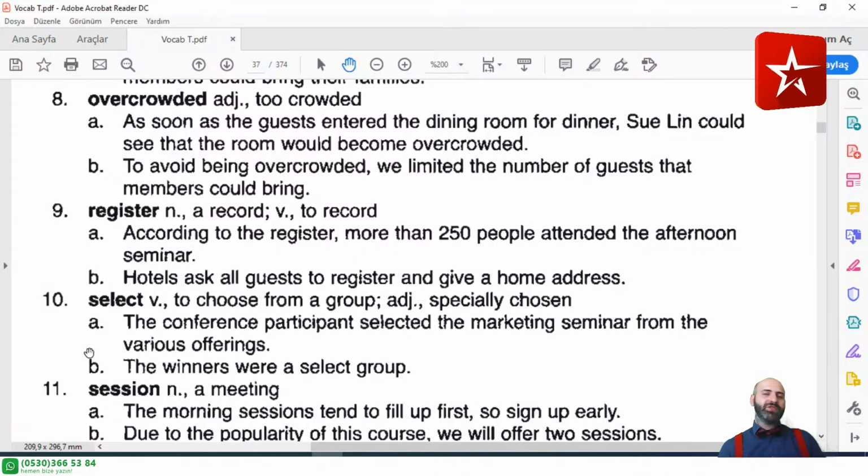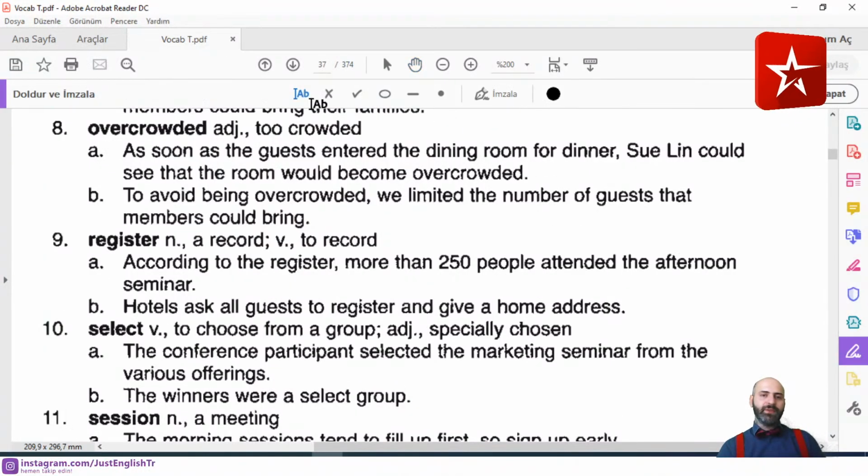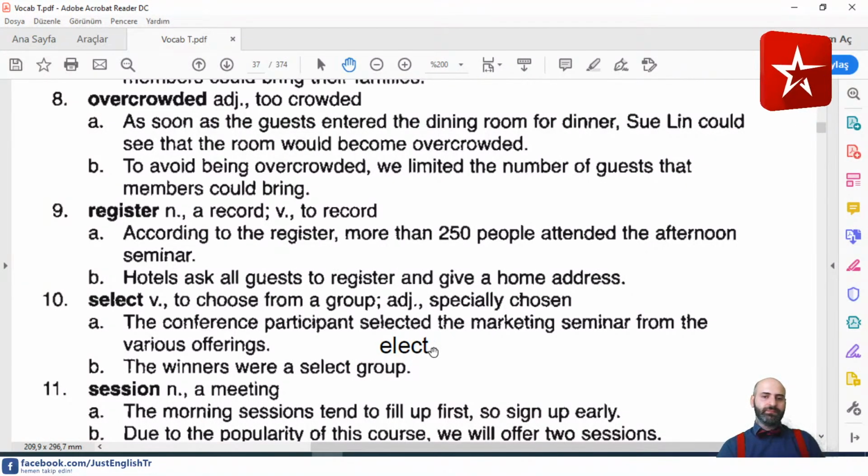Guys, there are two words in English which look like each other a lot. Select and elect. Do you know the meaning of elect? Let me write it for you. So this one is select and we also have elect. This is a different word. Do you know the meaning of elect? So we just take out S and it becomes a different word.